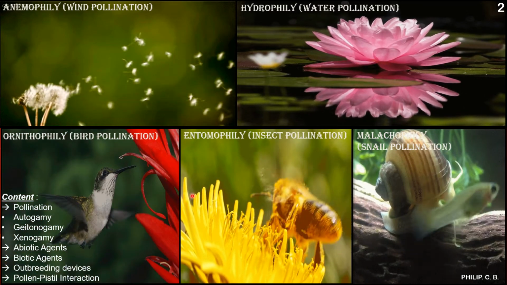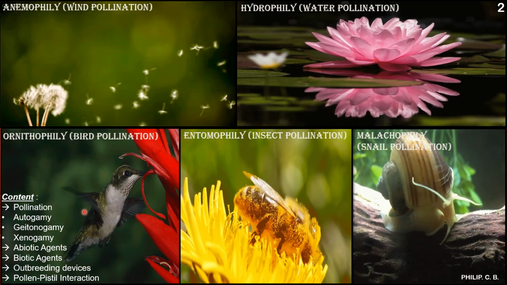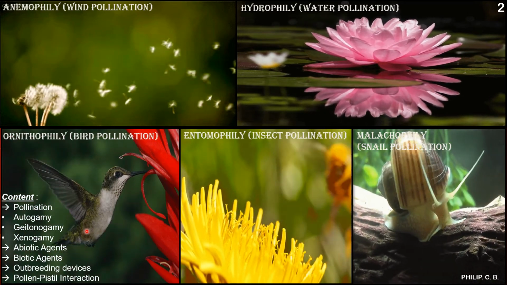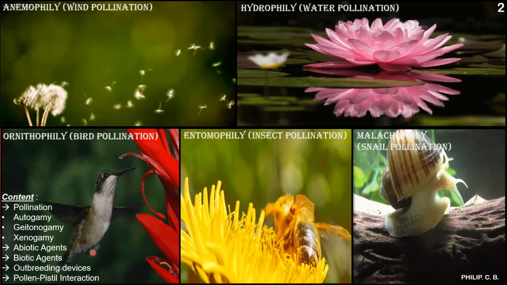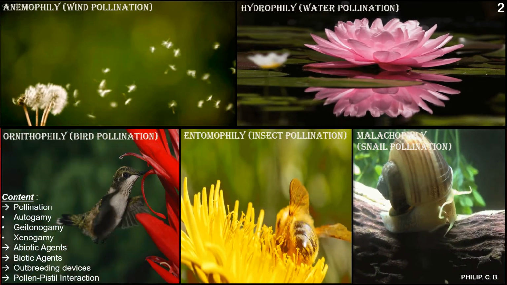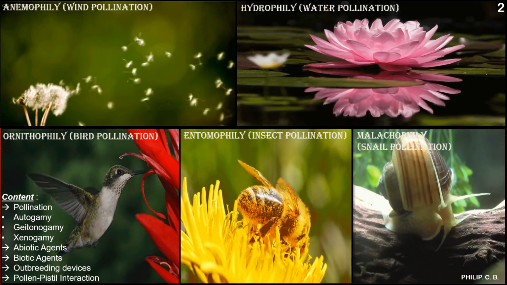Now these are the main 5 types which we will be learning along with the bat pollination. Clear? Now the major parts which you are learning are pollination, autogamy, geitonogamy, xenogamy along with abiotic agents, biotic agents and outbreeding devices and pollen pistil interaction.